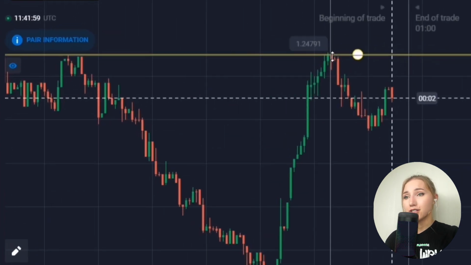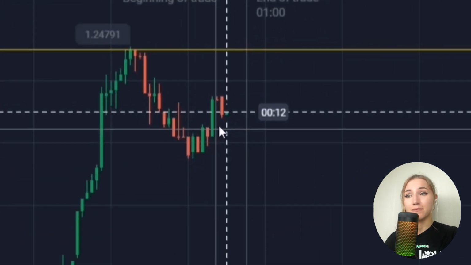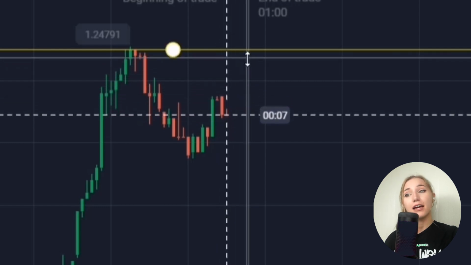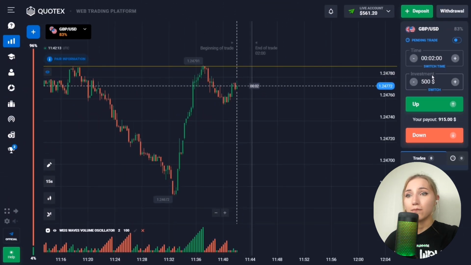So the price touched it 2 times, then bounced down. After this bounce, the price reversed and it has been approaching this level again. There is a room to the resistance level and it is kinda sticking to this. Let's open a trade up for 2 minutes.